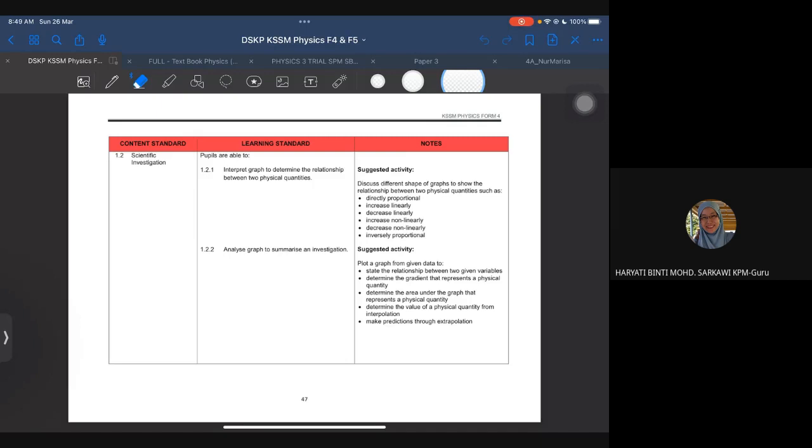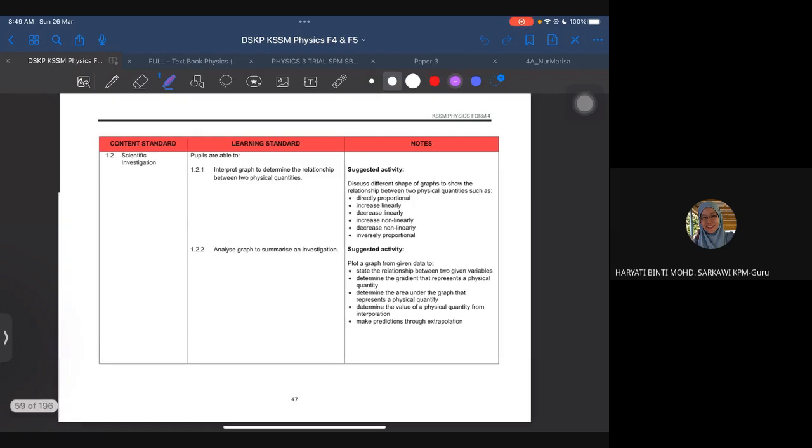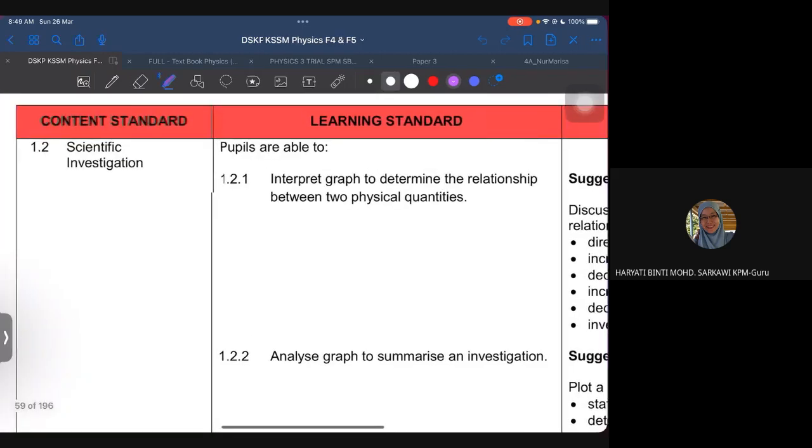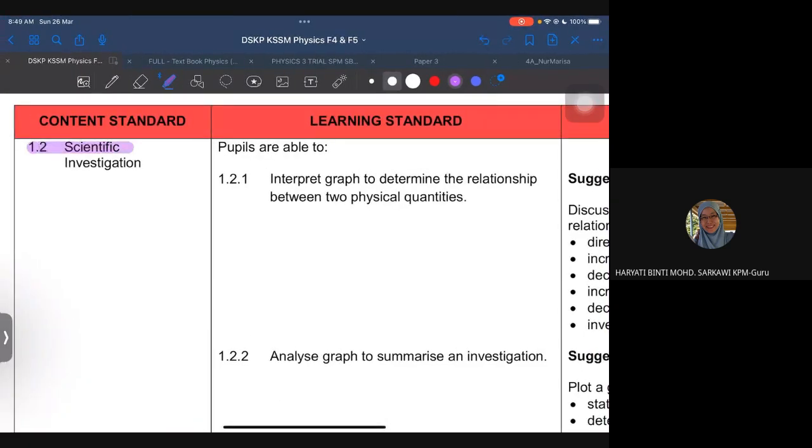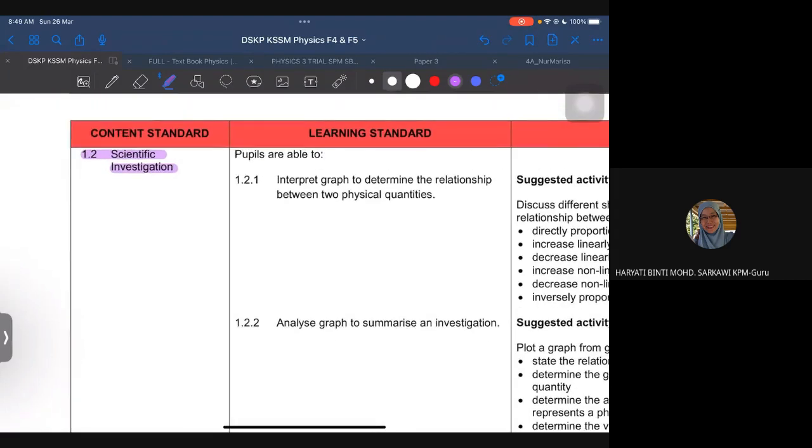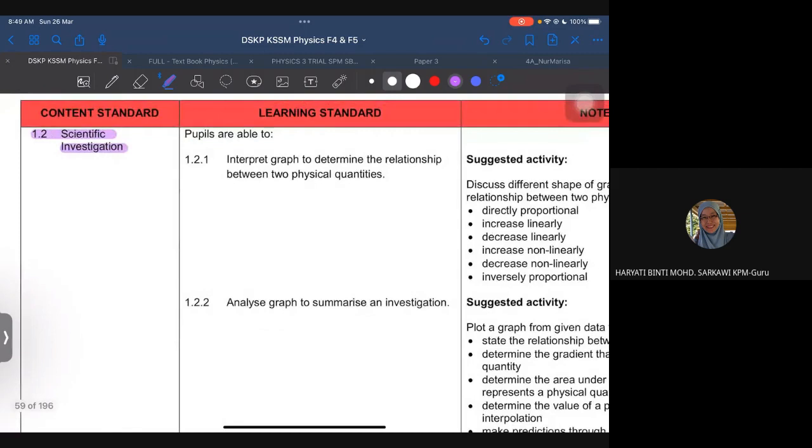Okay, so we can start with the second subtopic of chapter 1. Okay, so 1.2 scientific investigation. Scientific investigation. So in this subtopic, these are the learning standards.